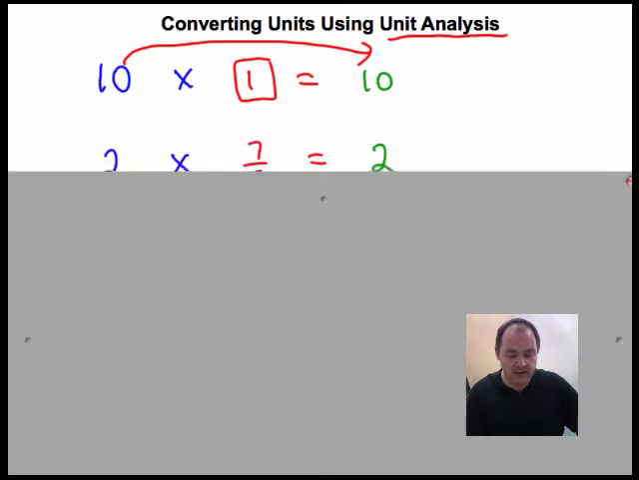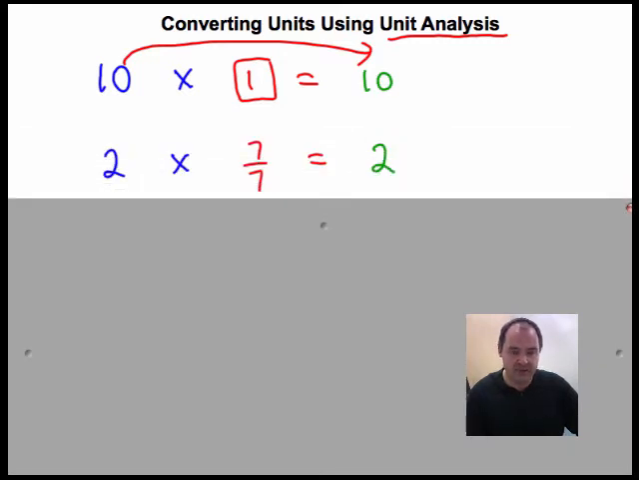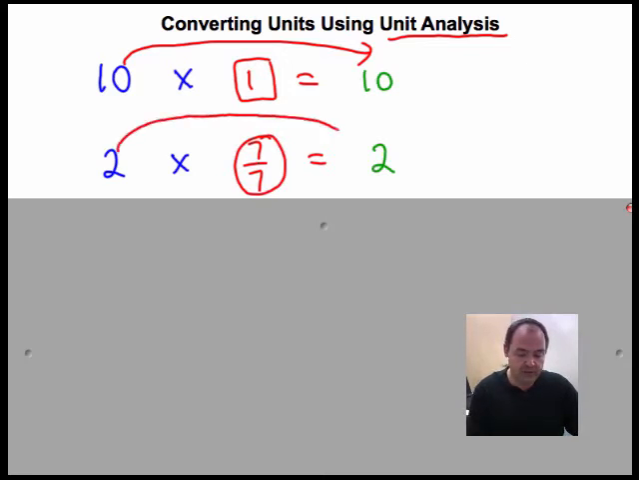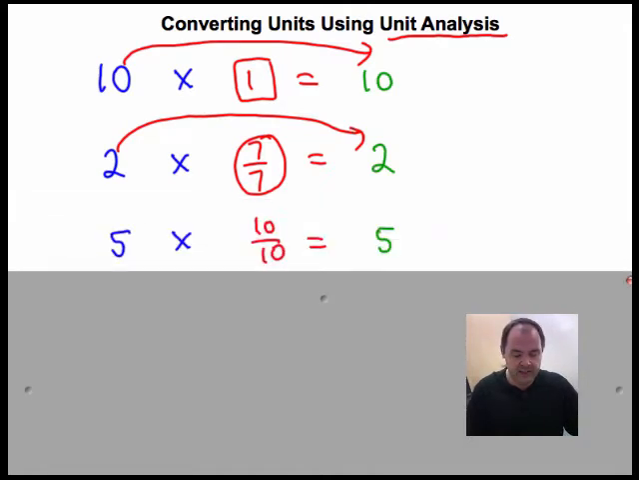Now, the number 1 can look a lot of different ways. It doesn't have to look like the number 1. For example, 7 divided by 7 is 1. So therefore, if we take 2 and we multiply by 7 over 7, we're going to get 2. Or if we take 5 and multiply by 10 over 10, because 10 over 10 is 1, 5 times 1 is 5. So that idea of a number multiplied by 1 equaling itself, very important.